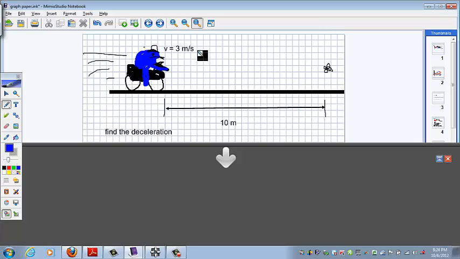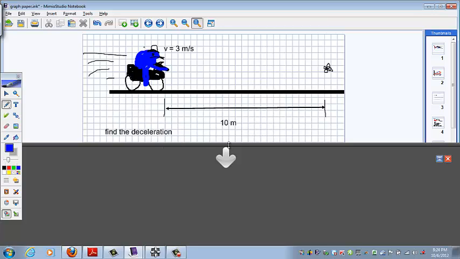So he starts at 3 meters per second. He ends up here at rest, where he enjoys the fly. And your job is to find the deceleration. Give that a shot. Pause, and then come back when you think you have it.